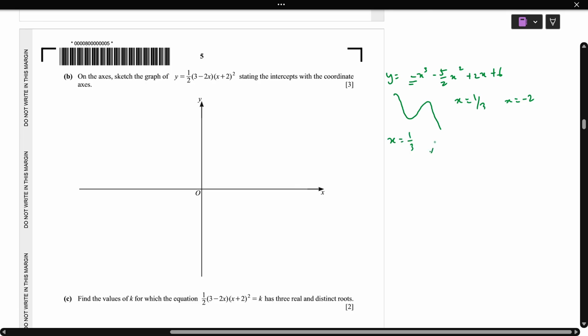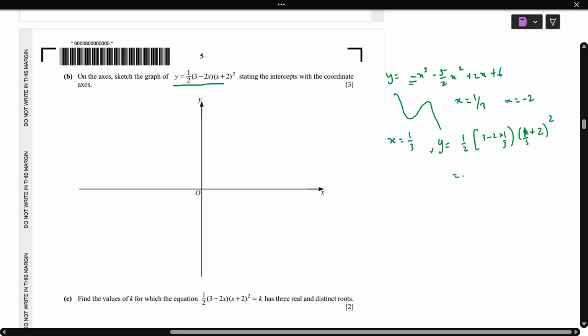So we need to apply the given equation. So this equation I'll apply here. So B, C, here or here, anywhere you can apply. So y equal to, say, 1 by 3. When I apply 1 by 3, y equal to 1 by 2 of 3 minus 2 into 1 by 3 into x, sorry, x equal to 1 by 3, that is 1 by 3 plus 2 whole square.